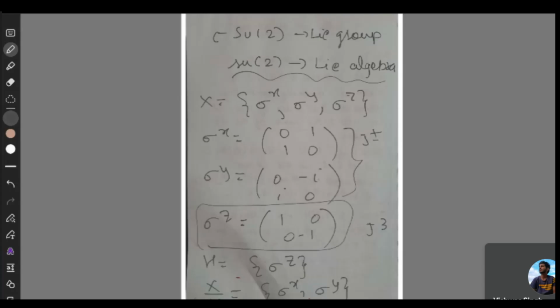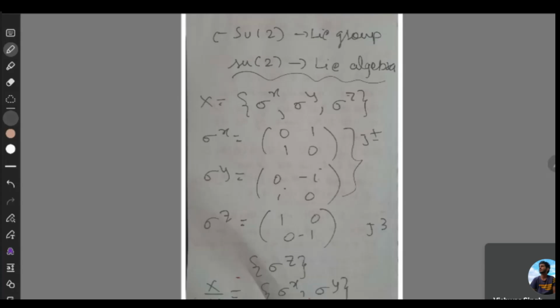Why are they generators of SU2? What is the definition of SU2? We will look at that later. But just consider right now this set of Pauli matrices. Okay. And so I hope this construction is clear. This is the Cartan subalgebra here. This is just one element here. So there is nothing to do. And apart from that, there are just two other elements. Okay.